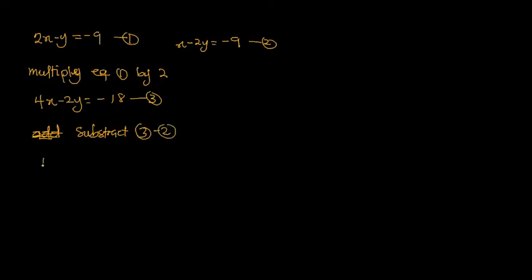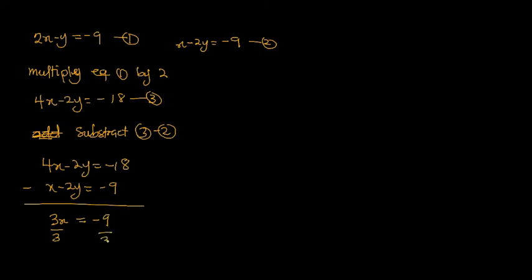So I have my equation 3 here, 4x minus 2y equals minus 18, minus x minus 2y is equal to minus 9. So 4x minus x will give me 3x, and minus 2y minus minus 2y will give me minus 2y plus 2y, and that will give me 0. So they cancel each other since we are subtracting. Now minus 18 minus minus 9 will give me minus 18 plus 9, and that will give me minus 9 over here. So I divide both sides by 3. The value of x will become negative 3.